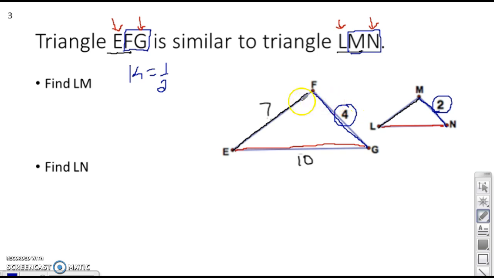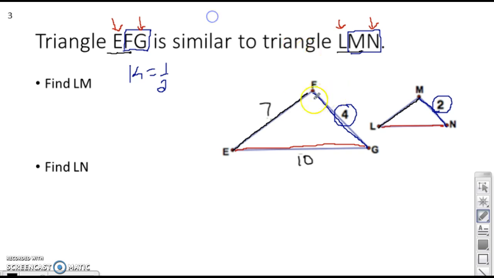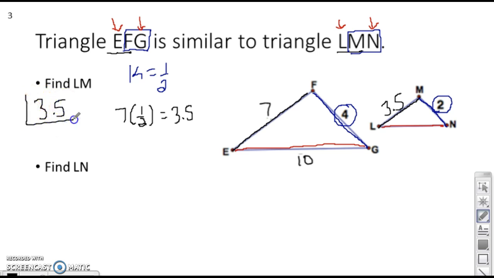So if I want to go and find LM, then I just have to take 7 and find 1/2 of 7. So I'm going to take 7 and I'm going to multiply it by my scale factor, which was 1/2. So 7 times 1/2, or half of 7, would be 3.5. So the length of LM would be 3.5 units.